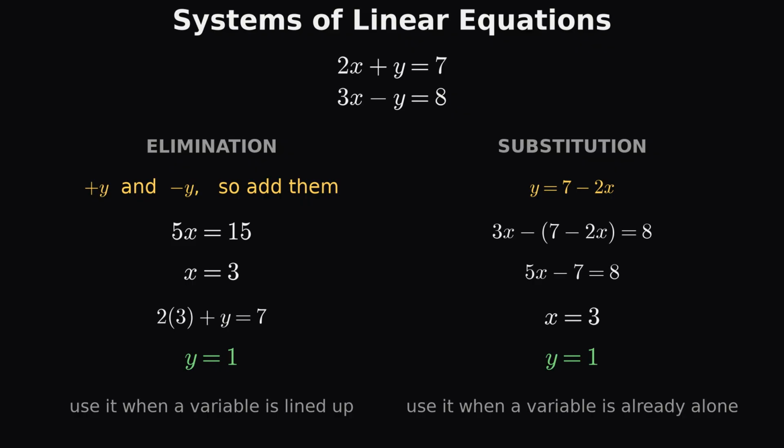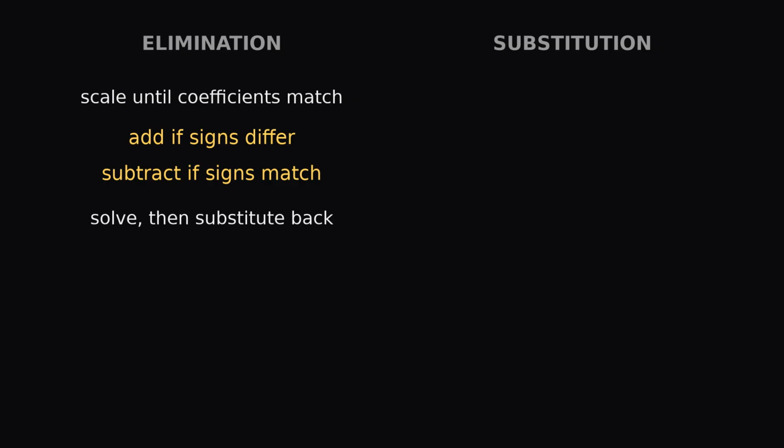And that's the basis for choosing. Elimination when a variable is already lined up, like it was here. Substitution when a variable is already sitting on its own, or nearly. So, formally, elimination. Scale one or both equations until one variable's coefficients match. Then add if the signs are opposite. Subtract if they're the same. That variable is gone. Solve for the survivor and substitute back.